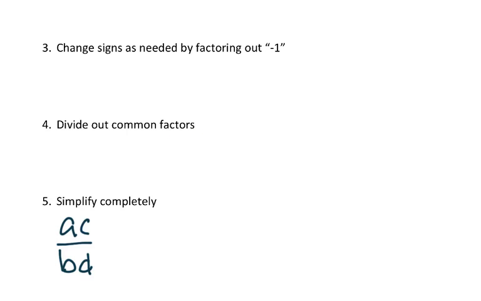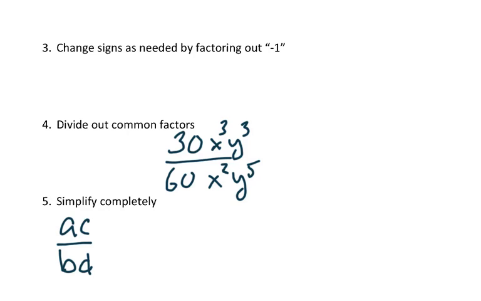And it says divide out common factors. So what I'm going to do is copy down what I had. 30 x to the third, y to the third, over 60 x squared, y to the fifth. Now I need to divide out any common factors. I know that 30 over 60 is really just 1/2.